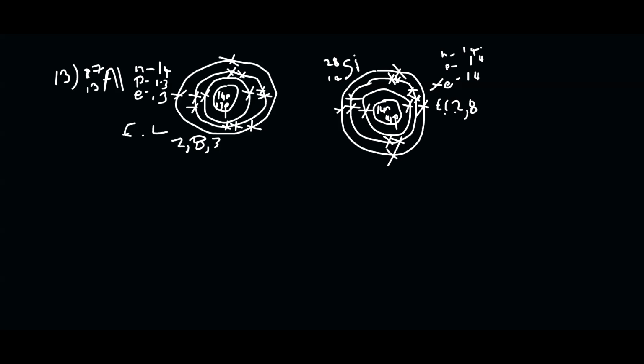Then moving on to the 15th one. What would 15 be? Phosphorus. Still don't get the pronunciation correct. It's phosphorus, yes. So it's 31 and 15. How many neutrons? 16. How many protons? How many E? 15 protons, 16 neutrons, and 15 electrons.